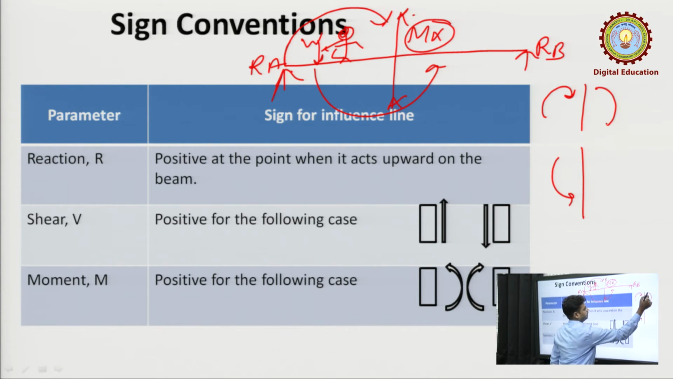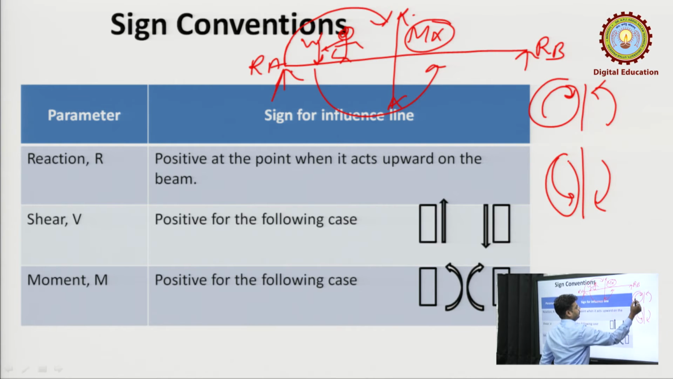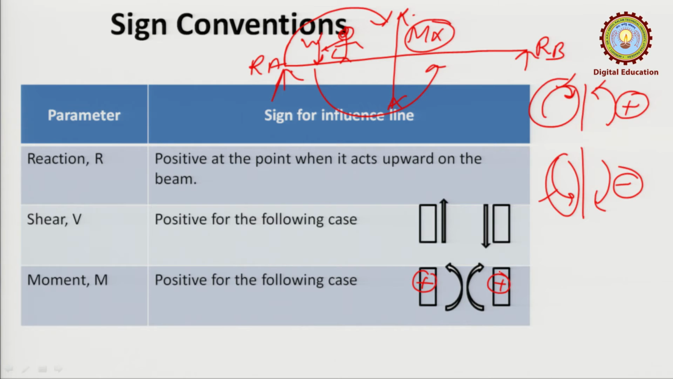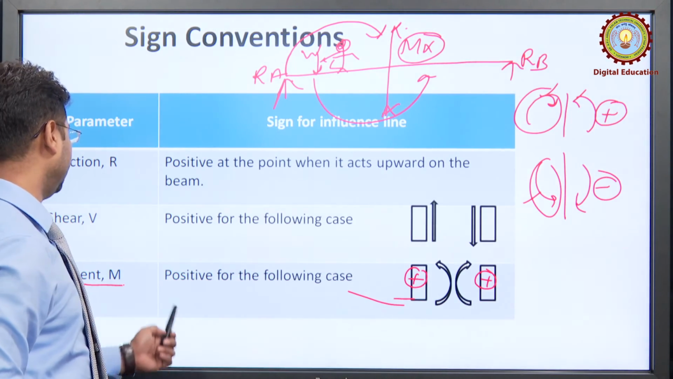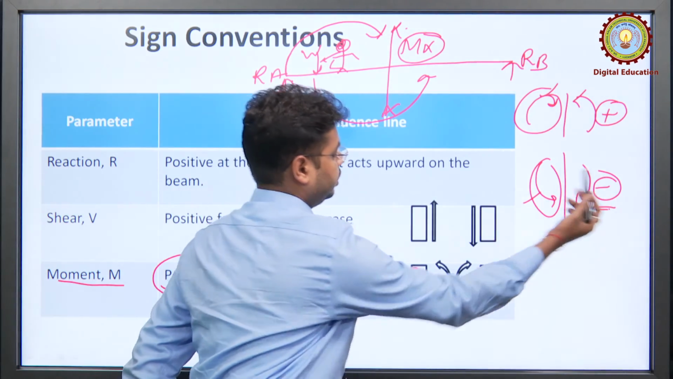So the two different forces are in different directions. One is the clockwise direction, one is the anti-clockwise direction. So you can say that the left side of this sign will be positive, and the right side of this sign will be negative. How can you take a positive sign for those sections? Okay, this was the moment for positive cases or negative cases.